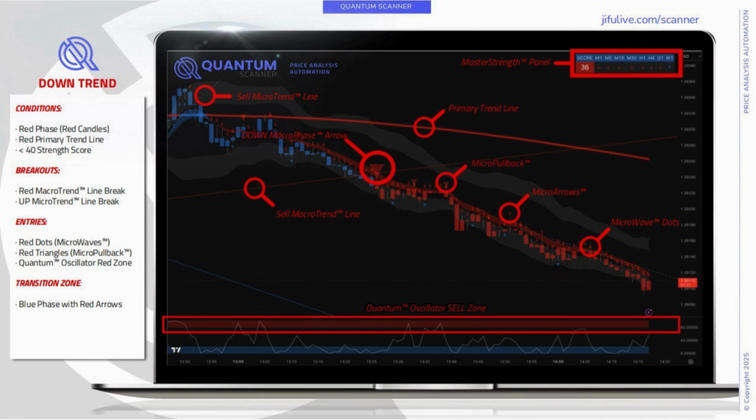In a downtrend, we look for the following conditions. First, a red phase, where we get a red macro phase arrow indicating that price phase has shifted in the downward direction. This is followed by red candlestick bodies. Next, we look for a red primary trend line. When the primary trend line is red, that indicates that price is moving below its average.